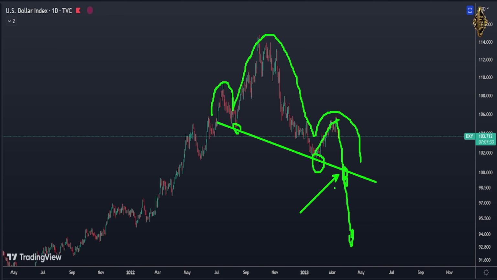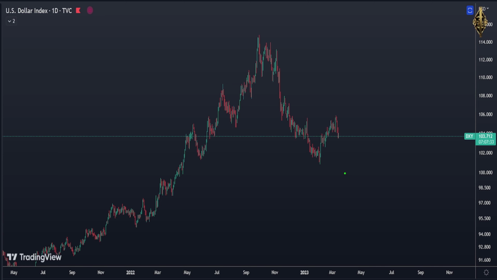Remember that. You need to break what? The neckline, which is here. So here in the daily, it's not yet. It's still early for you thinking of entering short. I'm talking here about long-term trading in the daily. Now let's go into the 4 hours to see what the DXY or US dollar is doing today in the 4 hours. So let's go in there.